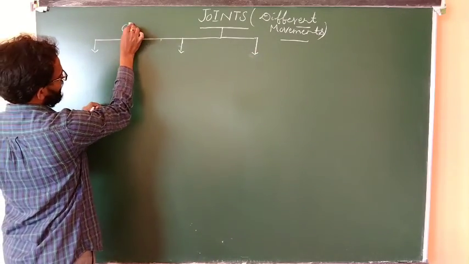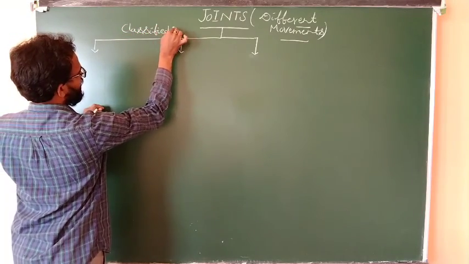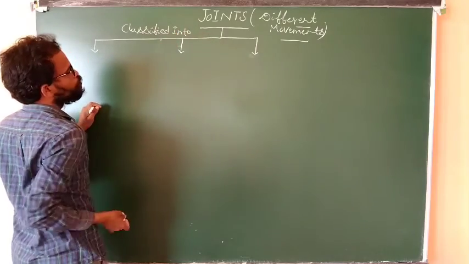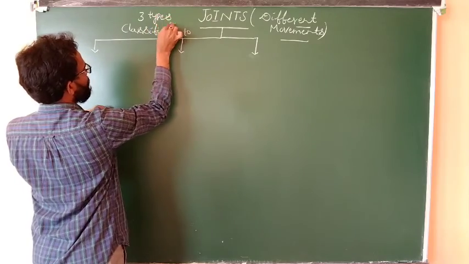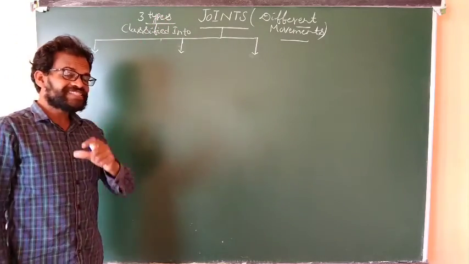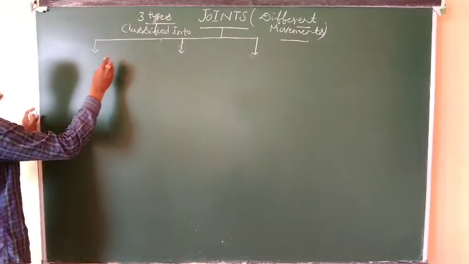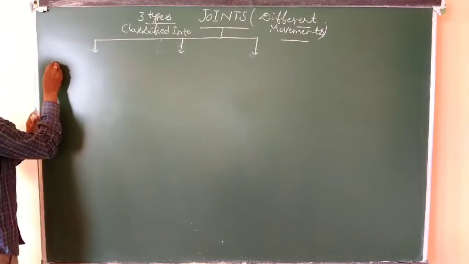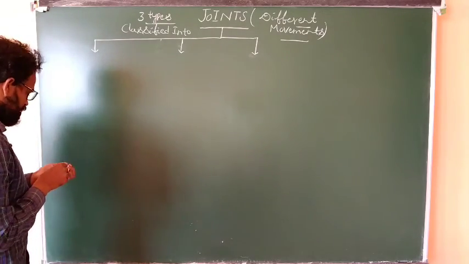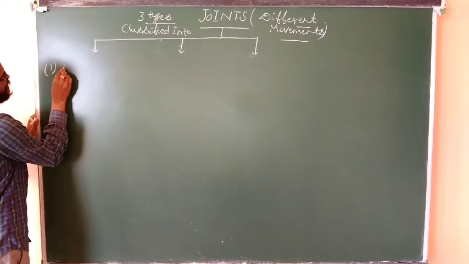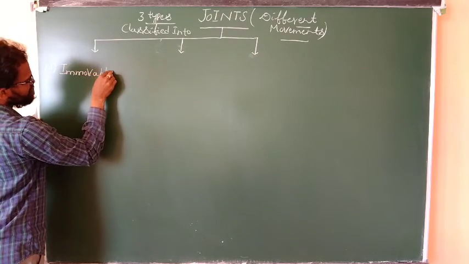Based on the movement, the joints are classified into three types. What is the first type of movement? The first classification is known as immovable joints.